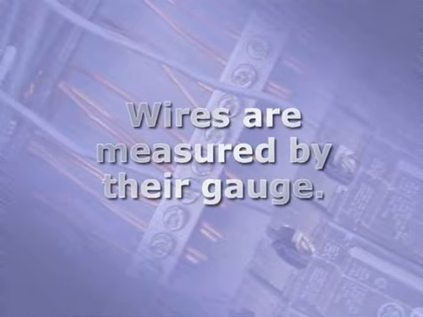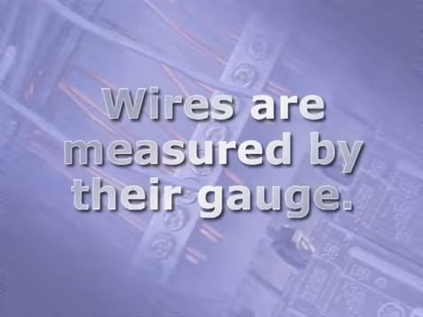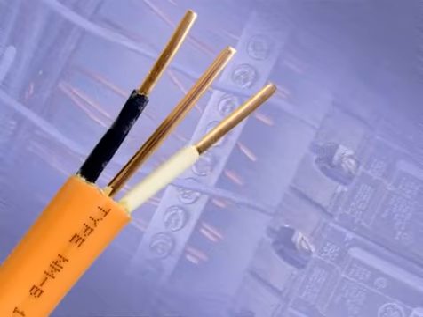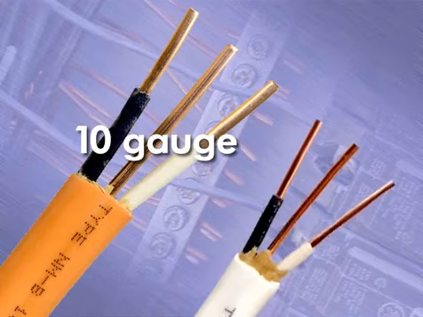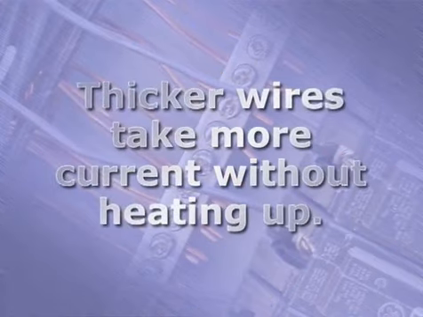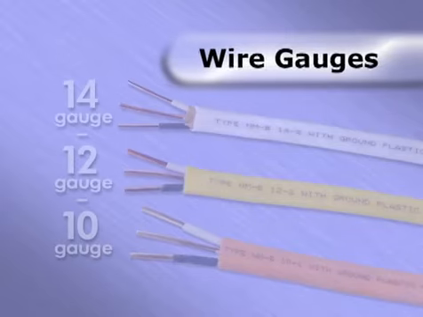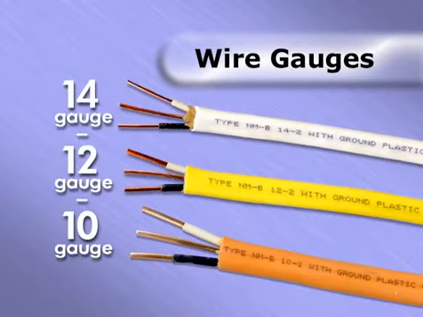Wires are measured by their gauge or thickness. Remember, the thicker the wire, the smaller its gauge number. For instance, a 10-gauge wire is thicker than a 14-gauge wire. Also, the thicker the wire, the more current it can take without heating up. Most household wires are 14, 12, or 10 gauge in thickness.